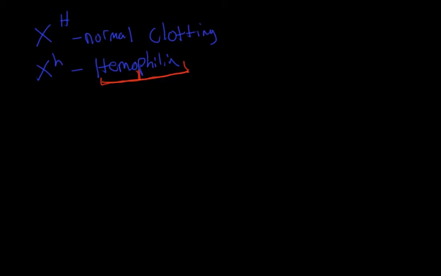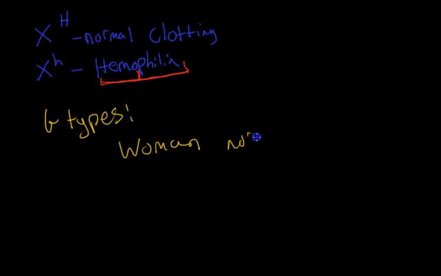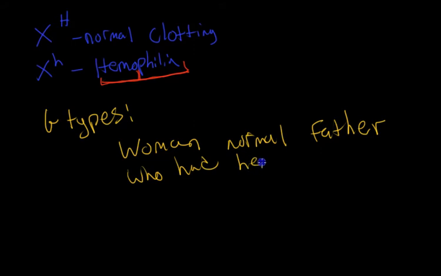So it first says give the genotypes for a woman with normal blood clotting, a normal woman with a father who had hemophilia, and we want the genotype for this woman. So you have to kind of work backwards here, and you're going to have to draw her Punnett square.